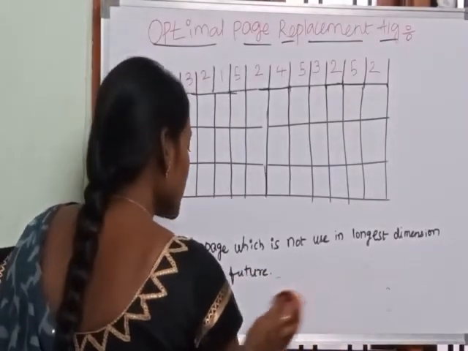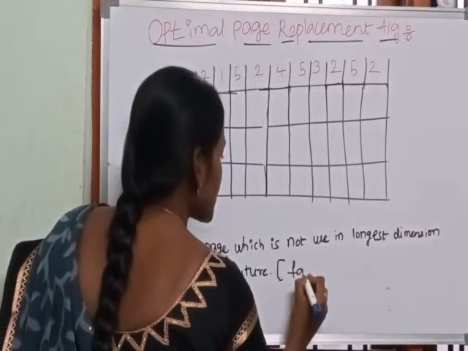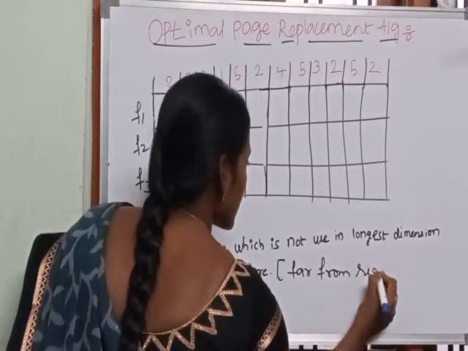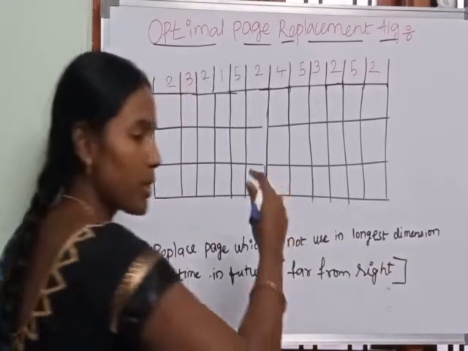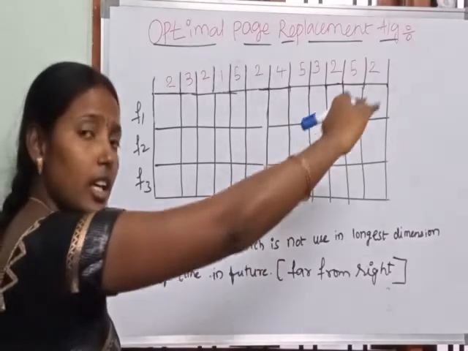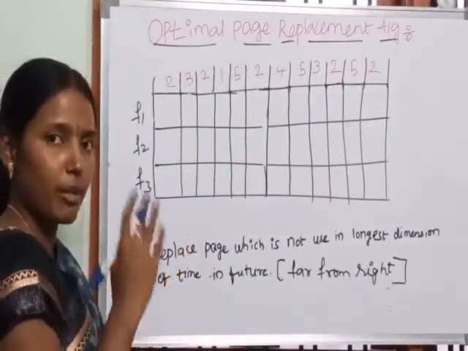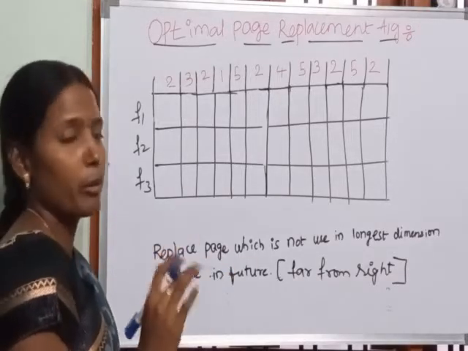So in short we can say, far from right. That means from the point where we have to replace, we consider the rightmost page. So LRU is far from left, optimal is far from right. This is a trick to remember.